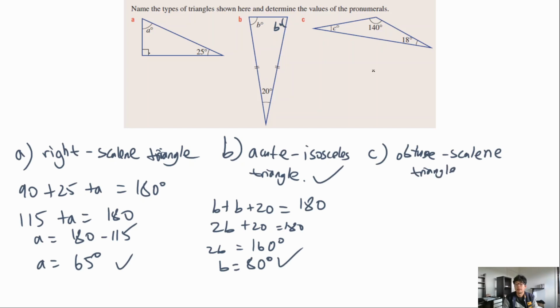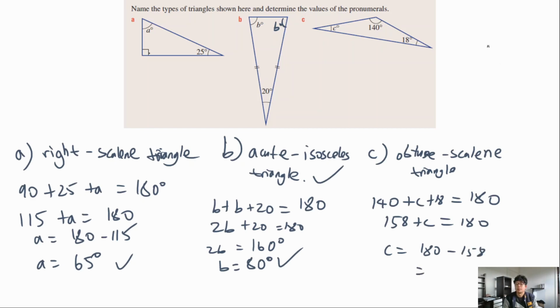Now to find the angle size here, we need to add these all together. That will give us 180, so we can subtract it from 180. 140 plus C plus 18 gives me 180. 140 plus 18 gives me 158. Plus C gives me 180. And then we can do C equals 180 minus 158.